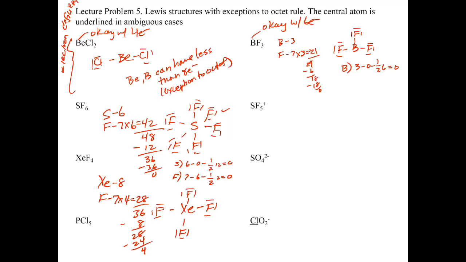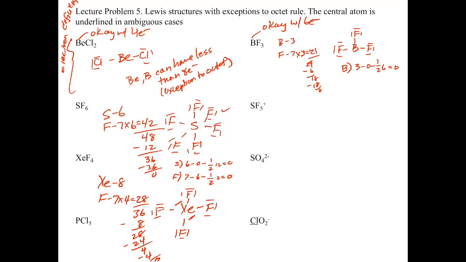So fluorines cannot expand their octet. They are locked into 2s2, 2p6, so they can only take 8. We can't continue to put lone pairs onto the fluorines. So this is going to give us a total of 4 electrons left. The only place that we can put electrons is on the xenon.